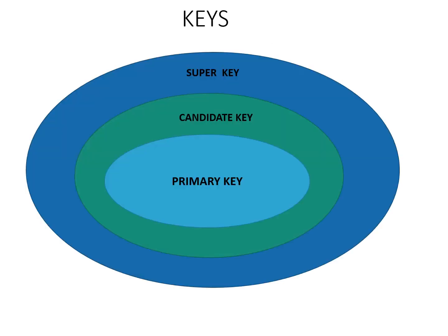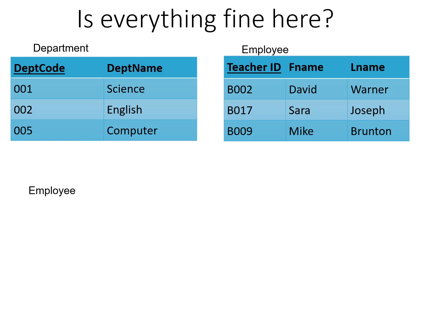And now thinking about the keys, you can have your whole super keys, and then you can have the candidate key, and from that you can also have the primary keys. So is everything fine here? So this is your question.